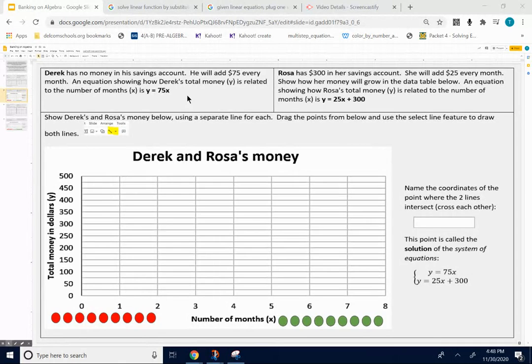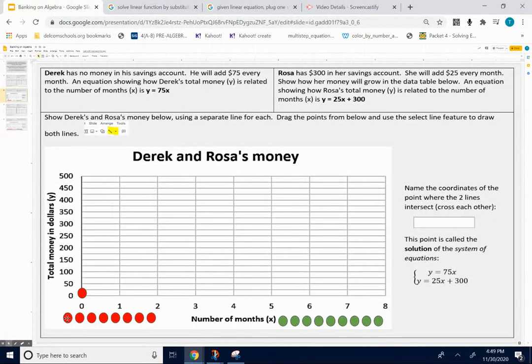So let's graph Derek's money, and then we'll graph Rosa's money. This doesn't work as nicely as paper and pencil, but we'll just do the best we can. So I'm just going to use red for Derek. At 0 months, Derek has $0. And then he adds $75 every month.